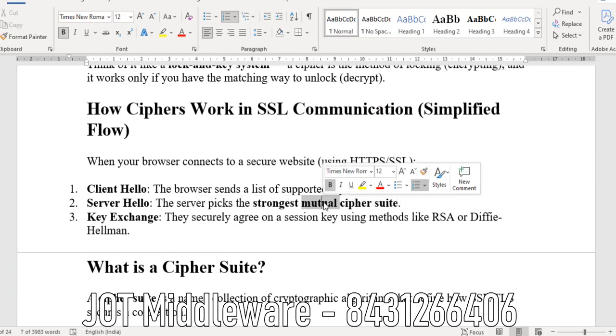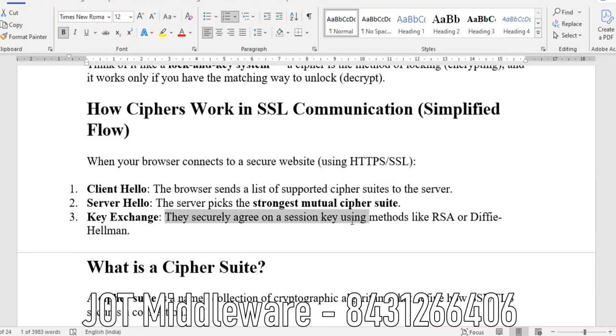Once the cipher is selected, then they securely agree on a session key derivation using methods like RSA or Diffie-Hellman, right? So these are the key exchange algorithms. AES and DES are symmetric and these are asymmetric.